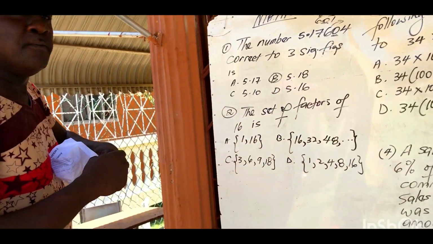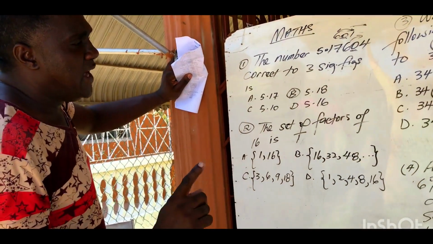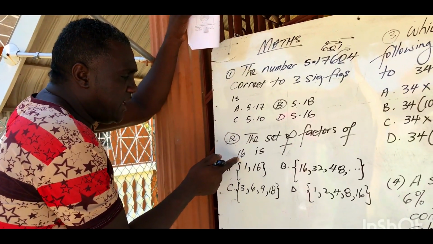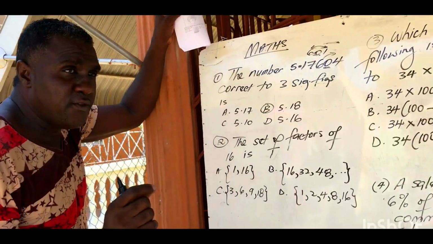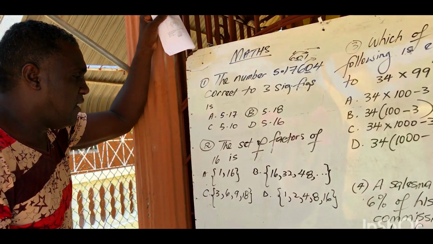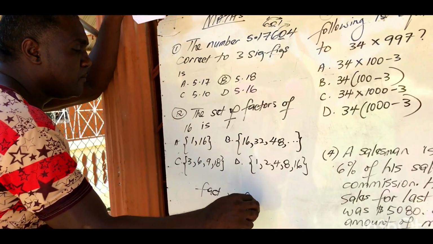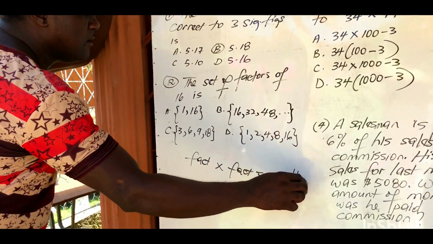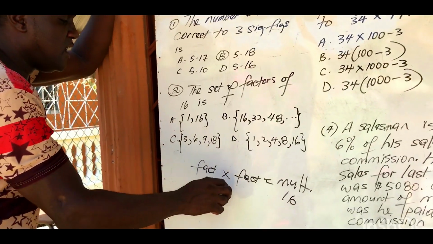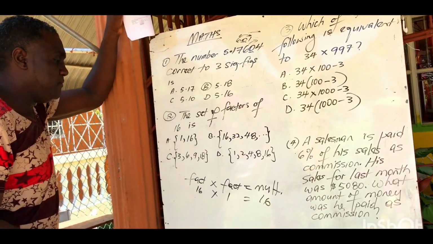What exactly is a factor? Now a factor is a number that can divide exactly into that number. In other words, no remainder will be left. So we want numbers that can divide exactly into 16. Now it is of note that you need to know that every number is a factor of itself along with the number 1. Because factor times factor equals multiple. And so we look at 16 as our multiple. So we know that 16 times 1 will equal 16. So factor times factor equals a multiple.